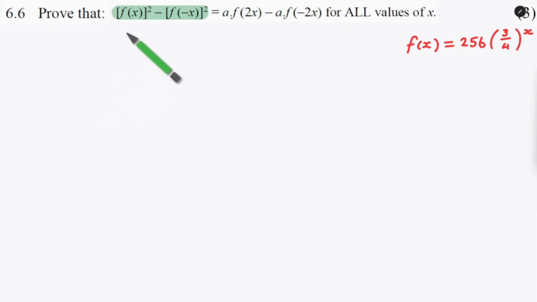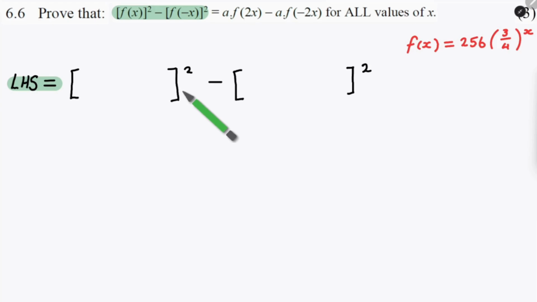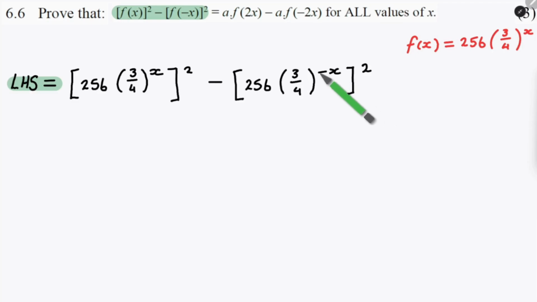In 6.6, we've got a bit of hieroglyphics over here. And we need to prove that this mess is equal to that mess. Okay, we're going to start with the left-hand side. So with the left-hand side, I'm going to keep the structure exactly the same. So this f of x, I'm going to replace it with f of x's equation inside the square bracket over here. And then you can see I'm still maintaining that square on the outside of the square brackets. Then I'll put that minus here. Now f of negative x, that's giving you instructions to replace this x with a negative x. So you can see I've done that inside over there.